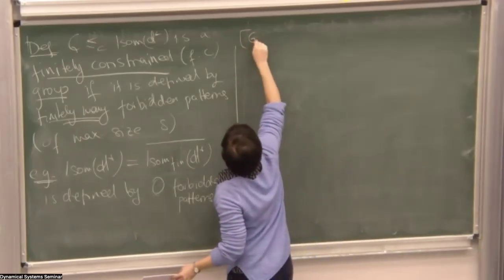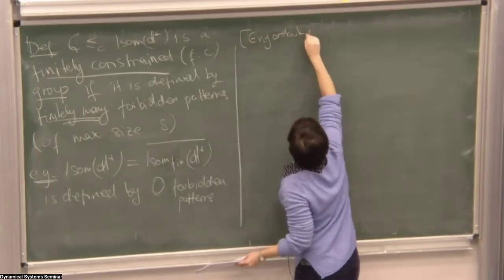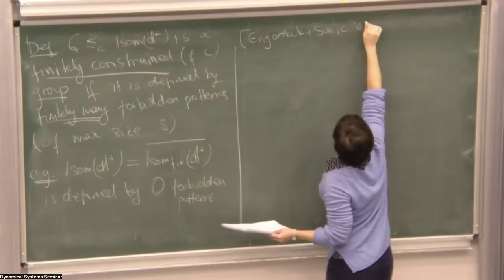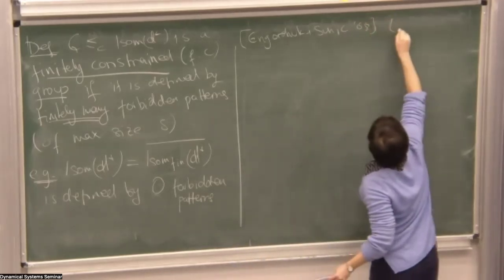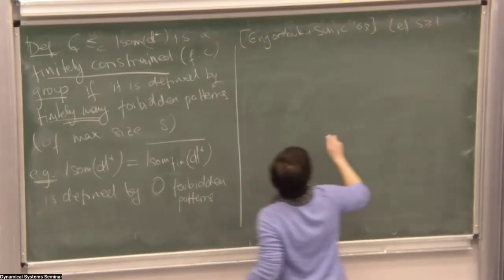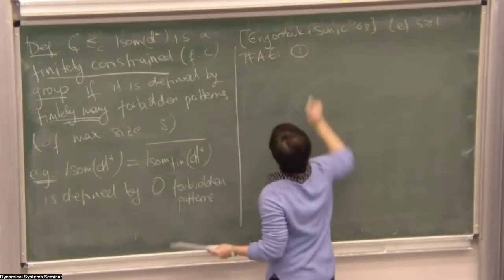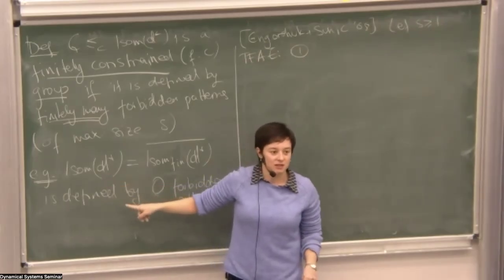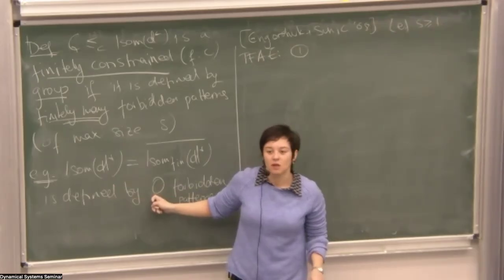So here's the result by Grigorchuk and Sunich, and I think it's from 2006 or maybe 8. I'm not sure, around there. S is at least 1, and the following are equivalent. Oh, if you want. An example which is actually defined by forbidden patterns.